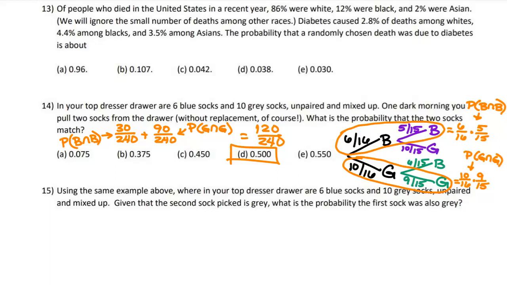What else would you guys like to see? Wait, you divided the 6 over 16 and 5 over 15, or you multiplied it, right? I multiplied these two together. Multiplied these two together, that's how I got the 30 over 240. I multiplied these two together, that's how I got the 90 over 240. And then I added those together, I got 120 over 240, which is 50%.